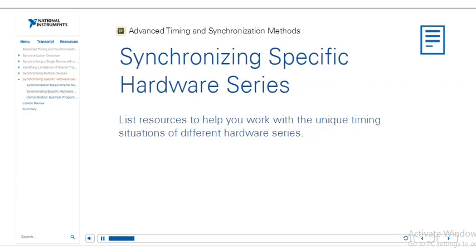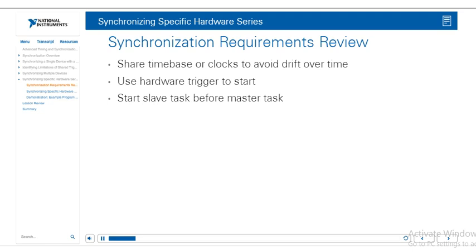The synchronization capabilities of a hardware device are very specific to the details of the hardware wiring. We've worked with some of the general methods in the previous lessons, but if you need tight synchronization, you'll need to delve deeper into the timing capabilities of the specific hardware. Just as a quick review, here are the synchronization requirements. First one is we need to share the time base or clocks to avoid drift over time. We then need to use a hardware trigger to start. And finally, we have to start the slave task before the master task.